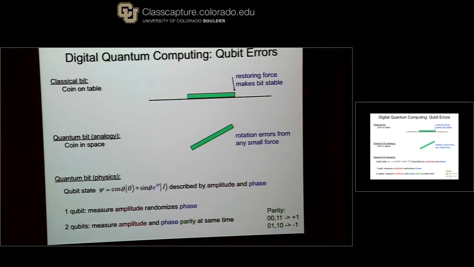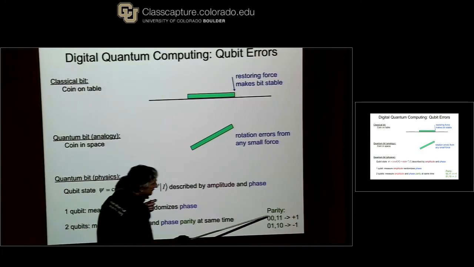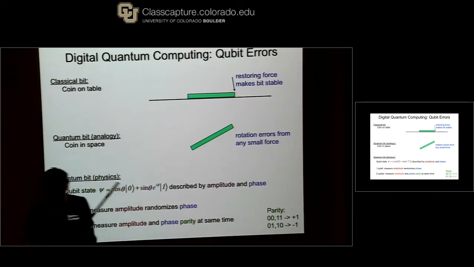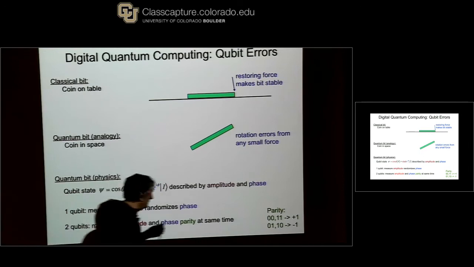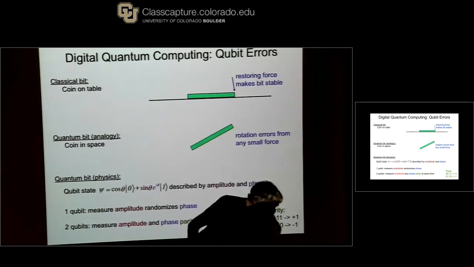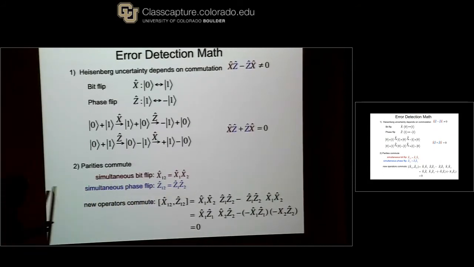That's bad, okay? However, if you have two qubits, you can measure the amplitude and phase parity at the same time. Here's the parity, without the phase amplitude screwing up the phase parity and vice versa. And from doing parity measurements, you can stabilize the qubits. That's the basis of most error correction that people think about. So how does that work? Okay. I hope you've gone through this, but it's easy to go through it.